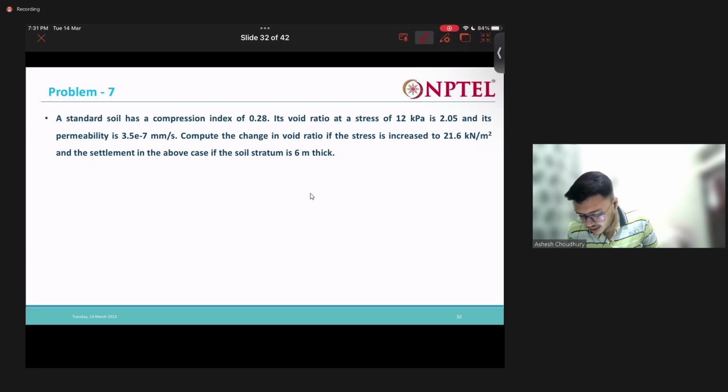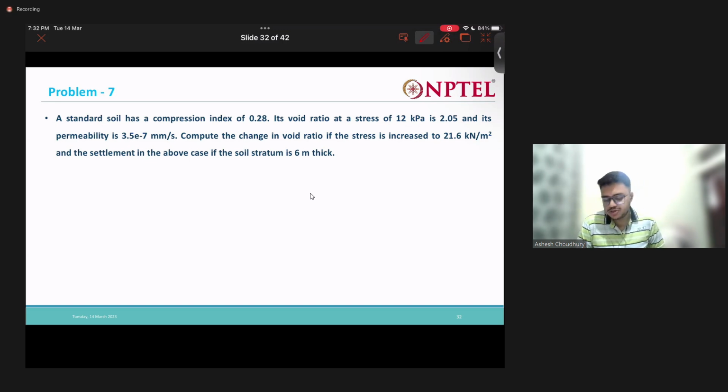Now let us come to the next problem. A soil has a compression index of 0.28, meaning Cc is given. Its void ratio at a stress of 12 kPa is this much, and permeability is also given. Compute the change in void ratio if the stress is increased to 21.6 kilonewton per meter square, and the settlement in the above case.